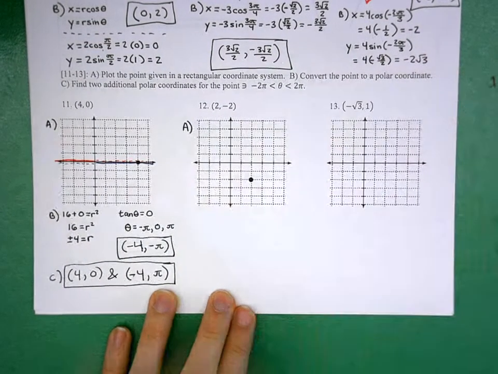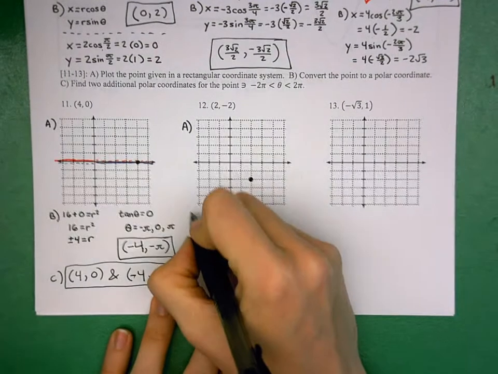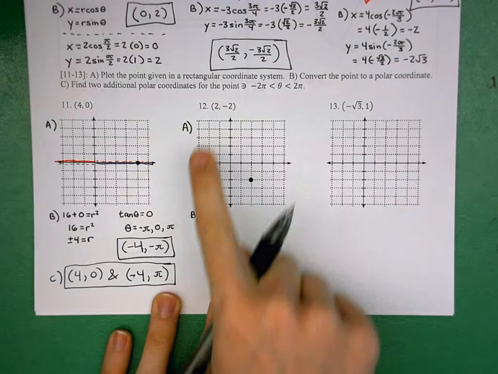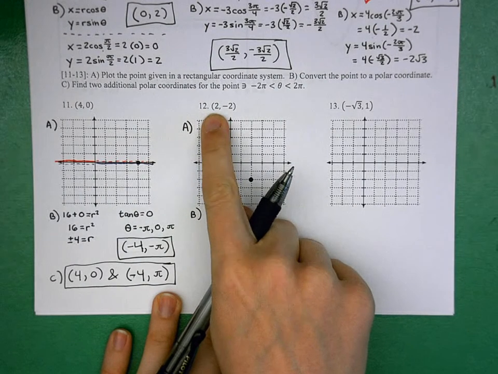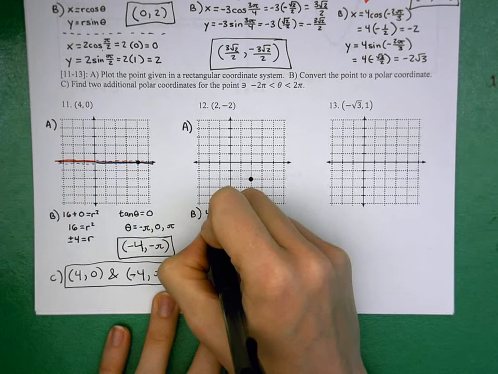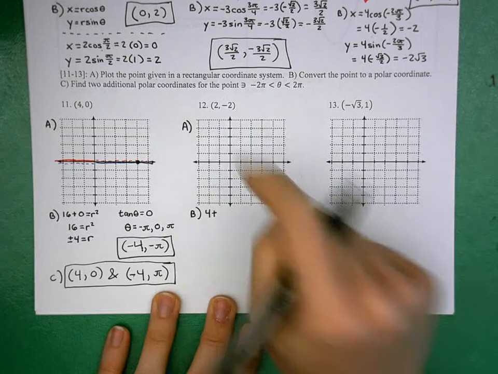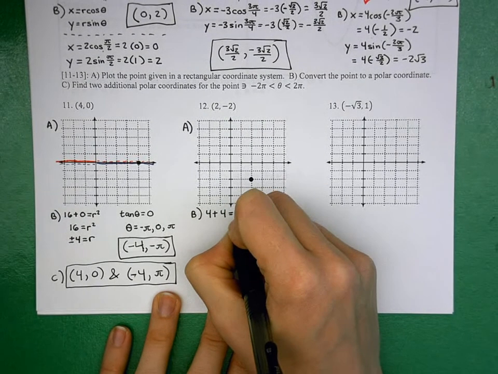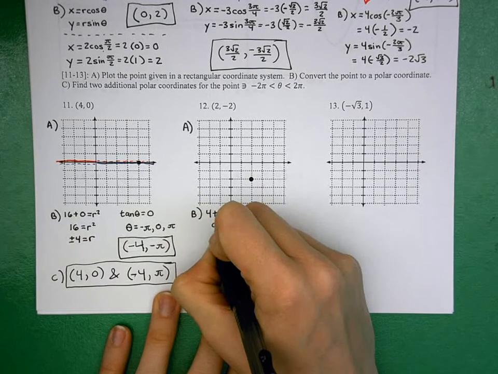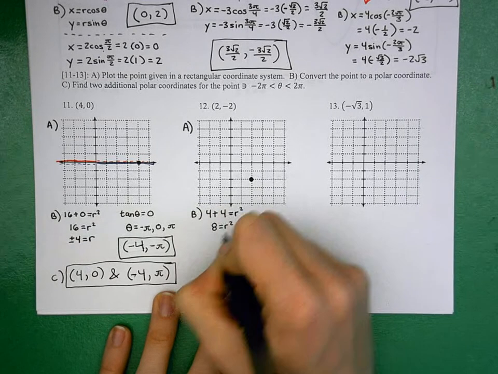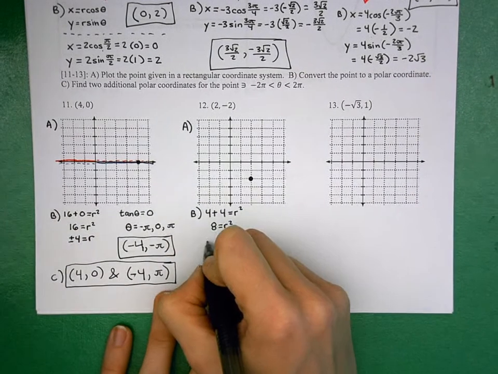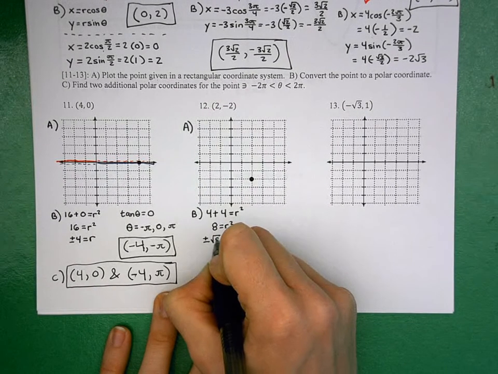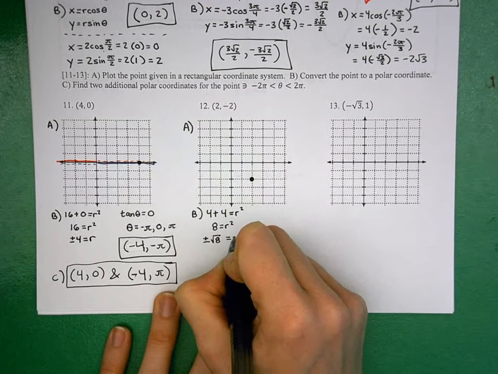Coordinate point then, so x squared plus y squared equals r squared. My x is 2, so 2 squared is 4. Y squared, y is negative 2 squared is 4. Which means that 8 is r squared, and so r, if I square root both sides, is plus and minus root 8, or 2 root 2 if you prefer that. Rather than root 8, you could say plus or minus 2 root 2.